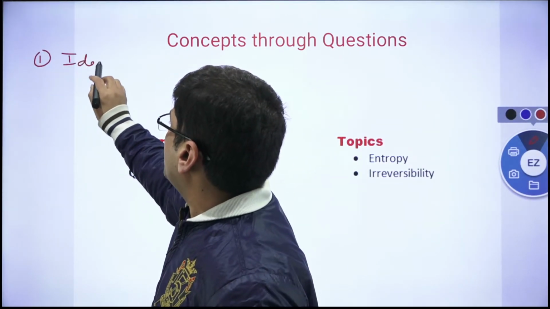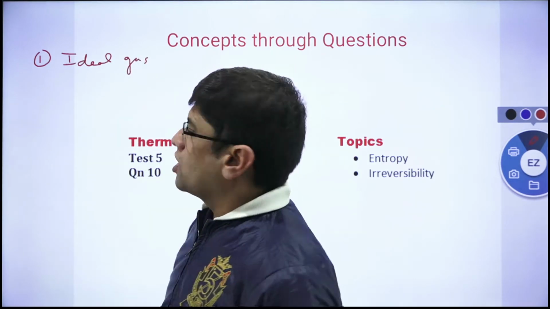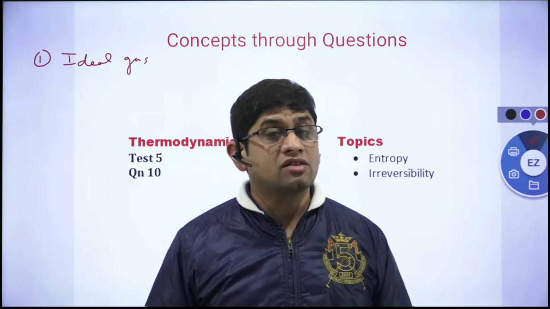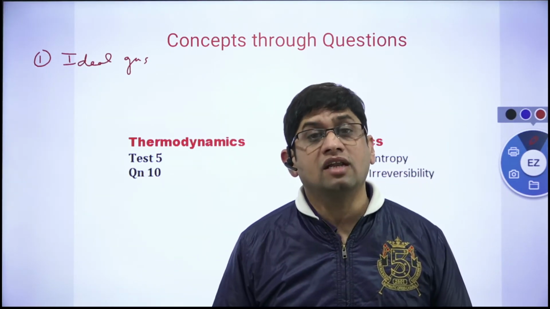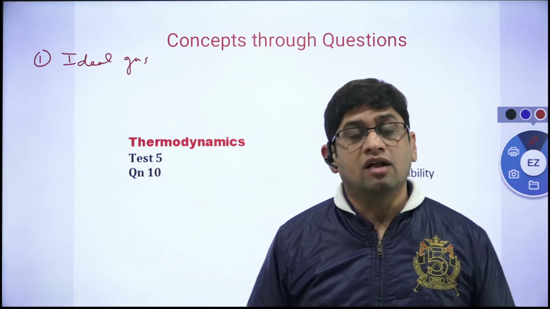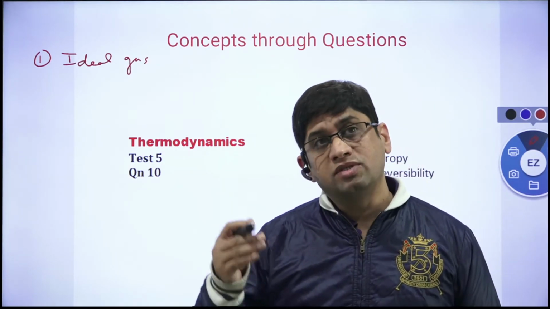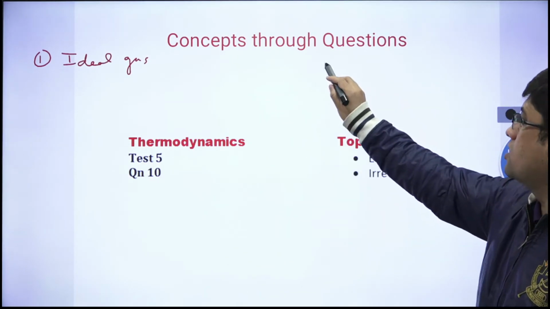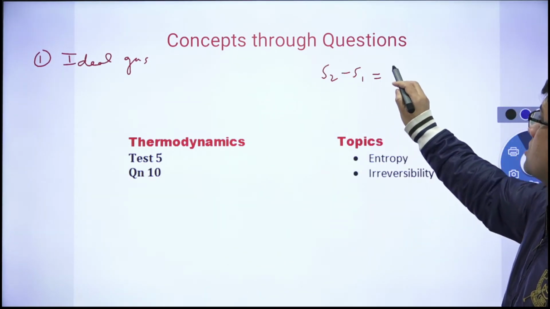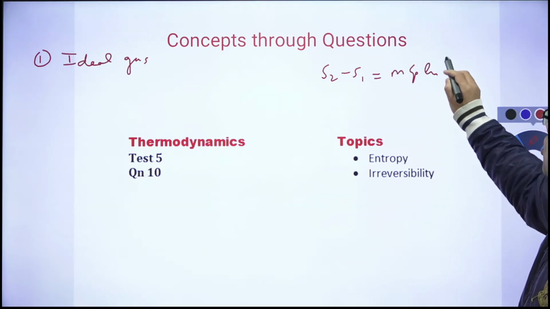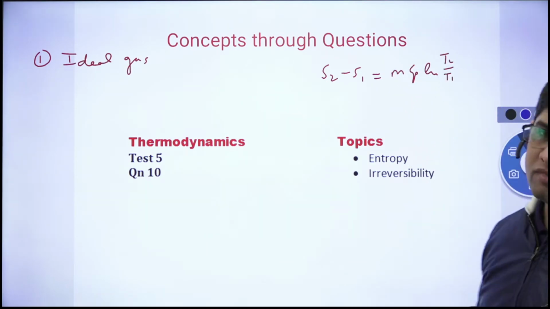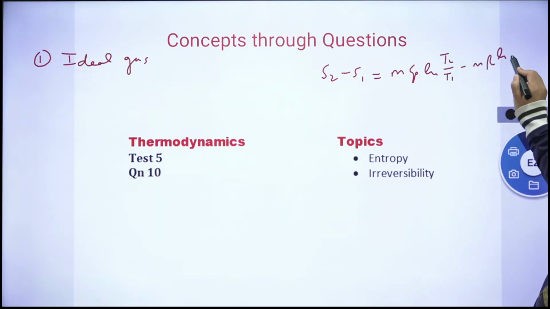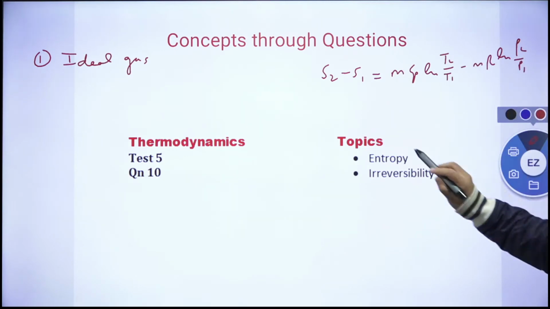He will give you the ideal gas and ask you to calculate entropy change when the gas changes its state. There are three formulas for change in entropy for ideal gases. These are S2 minus S1 is equal to MCP log of T2 by T1 minus MR log of P2 by P1. That is the first formula.